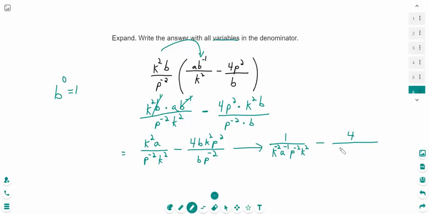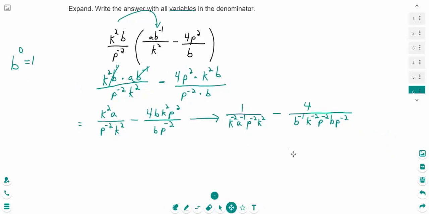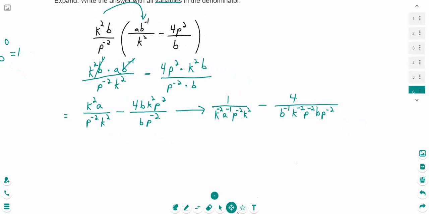So we move the b down, he becomes b to the negative 1. K down becomes k to the negative 2, and then p is going to become p to the negative 2. And then in the bottom already, in the denominator, we can't forget what's already there. We have a b and a p to the negative 2. All right, the denominators are getting a little crowded here. Let's move this over, give us a little more real estate here to work with.